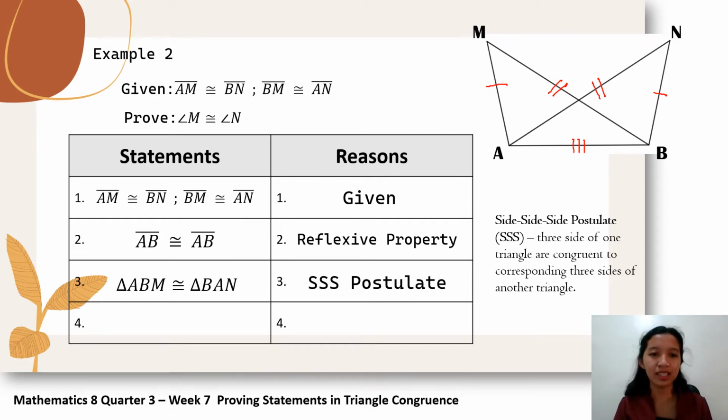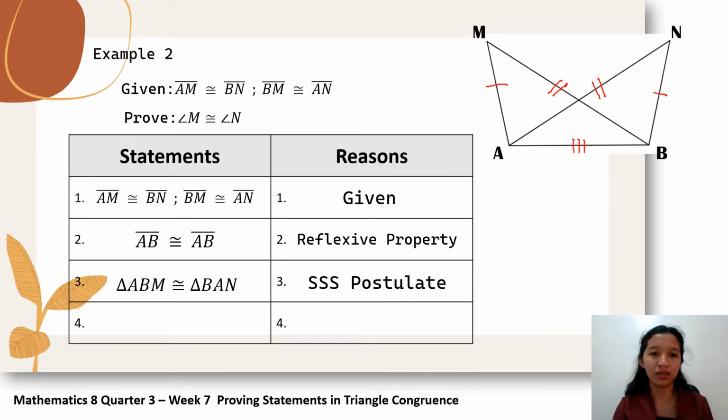And now we can say that angle M is congruent to angle N. And our reason for that is CPCTC. Because once we prove that the two triangles are congruent, then all corresponding parts, all six, since we have three sides and three angles of the triangles, are congruent. So we can now say that angle M is congruent to angle N by CPCTC.